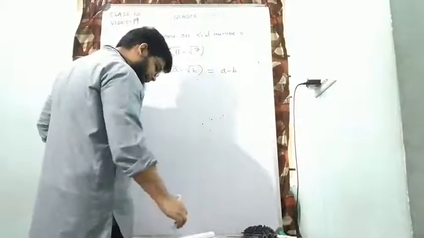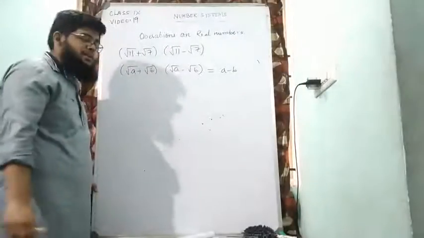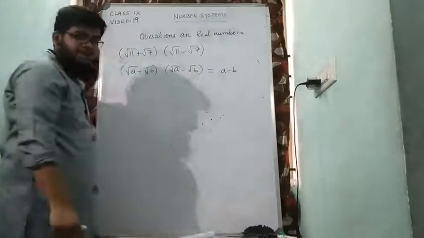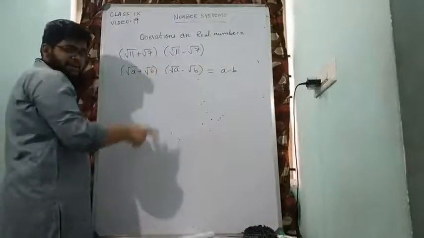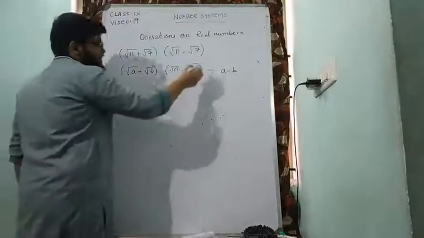So this is your identity number 3, the third identity in the list that I had given in the last class. Root a plus root b into root a minus root b will be equal to a minus b. So this question looks like this identity. In place of a I have 11, in place of b I have 7.